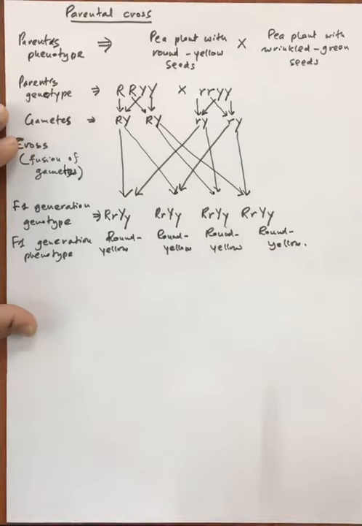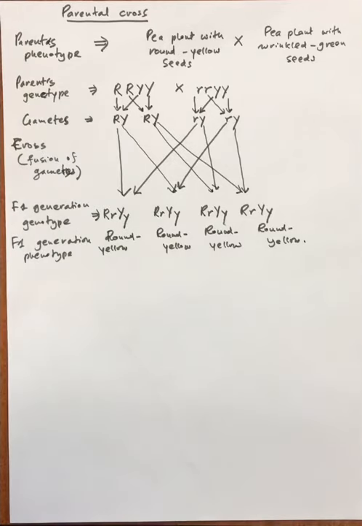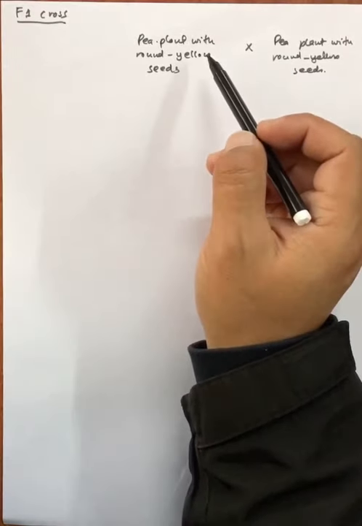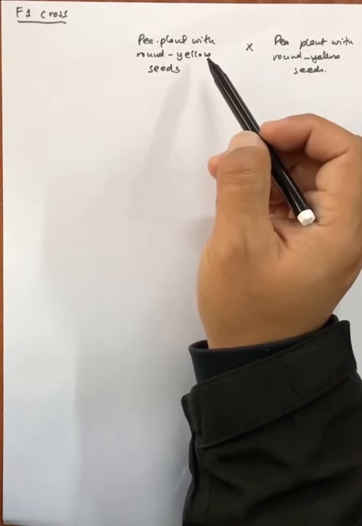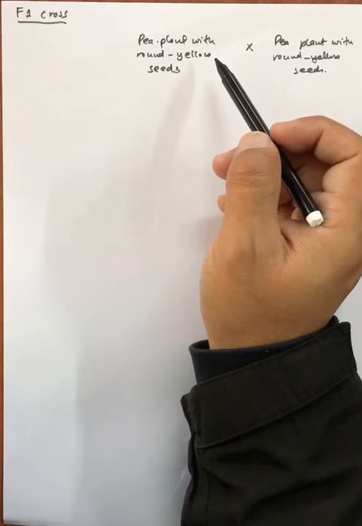Experiment, F1 generation. Pea plant with round and yellow seed. Teach it in a flow chart and table: the parental cross, the parents, and F1 generation. F1 progeny, pea plant with round and yellow seed.